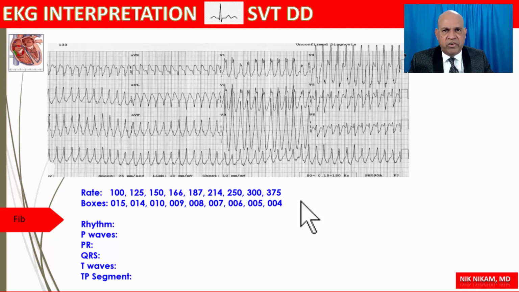Amiodarone, beta blockers, calcium channel blockers, and digoxin, all of which slow the conduction through the AV node, are not useful in patients with wide QRS tachycardia in the presence of WPW.